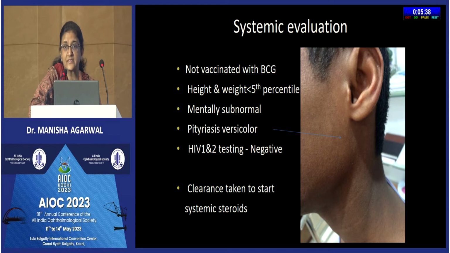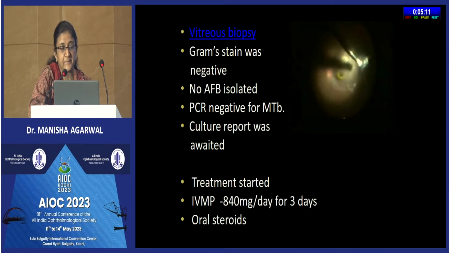So we then sent the child to a pediatrician for evaluation, and the history that came out from systemic evaluation was that the child had not been vaccinated with BCG. He was having the slow growth percentile. The child was mentally subnormal. He had some skin infection. The HIV testing, of course, was negative, and the clearance was taken to start this child on systemic steroids because it was involving the macular area.